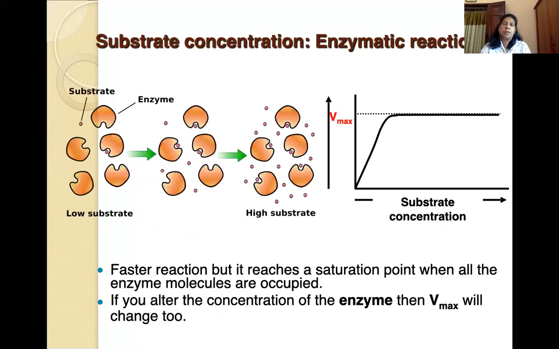So when we talk about substrate concentration in the enzymatic reaction, substrates are there, and the enzymes are also there. If there are low substrates, then all the enzymes can capture each and every substrate, and therefore the reaction is going on very fast. But if we increase the substrate, the enzymes can capture substrates one by one, and there is no fight because the enzymes are there, substrates are there. But if you increase the concentration of the substrate, all enzymes capture a substrate, but there are no more enzymes to capture more substrates.